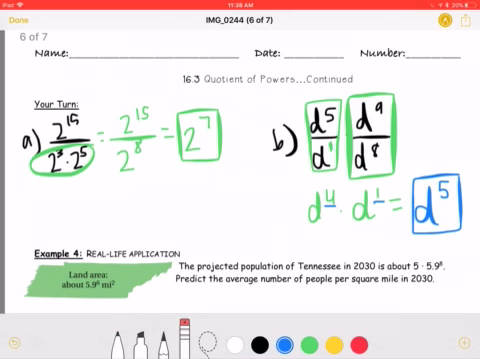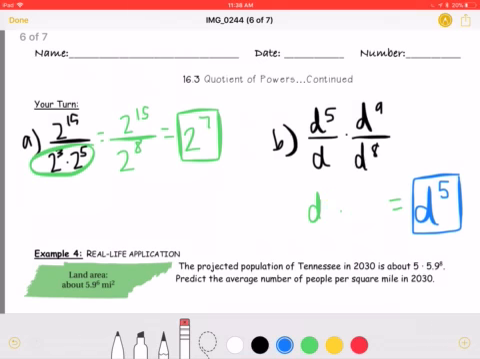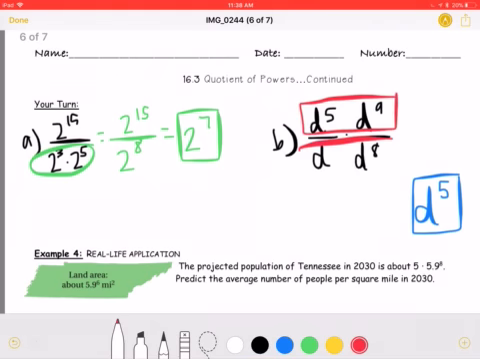Real quick, I said that you could either do it the way that we just did it, or there is another way that I'll show you real quick. You'll still get the same exact answer. You could go across your top and bottom, and they're both being multiplied. So d to the 5th times d to the 9th gives us d to the 14th.